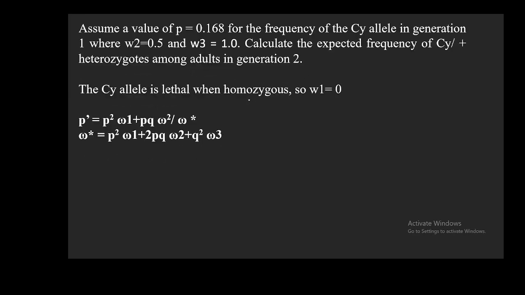With this note, can you solve this equation? What does it mean? If you see this problem, assume a value of p is given. Number one thing, p is given, so p is 0.168. So definitely you can calculate q, which is equal to 1 minus 0.168, and if you calculate this value, it will come to 0.832.